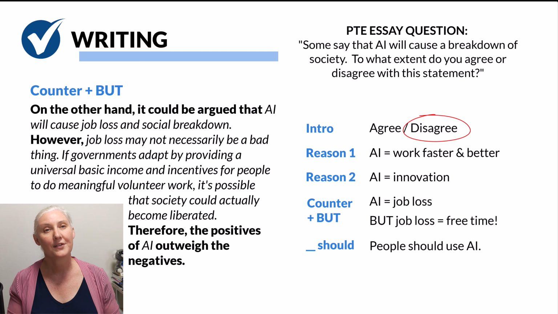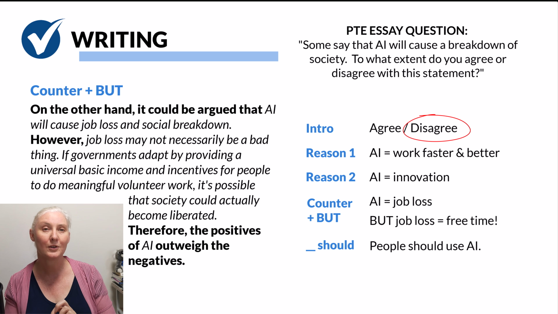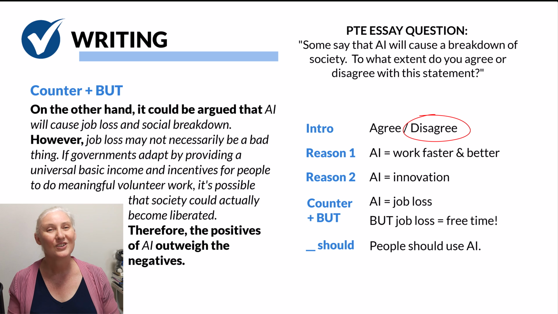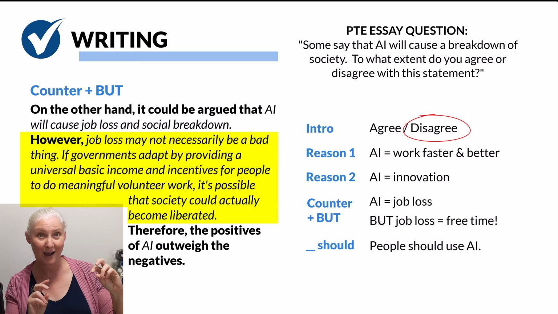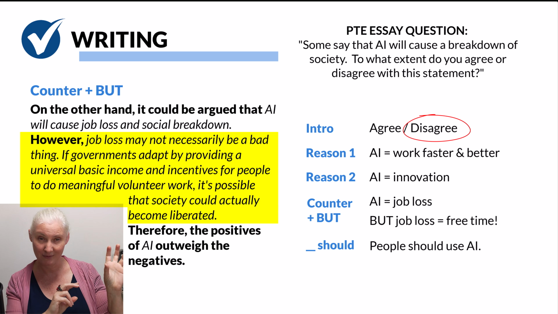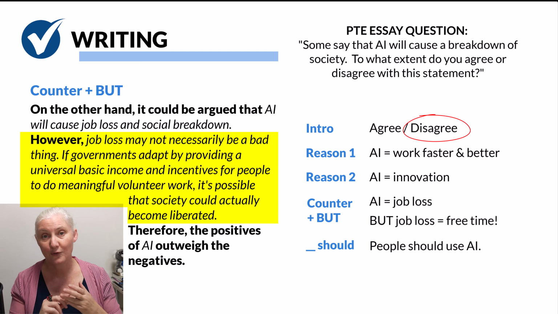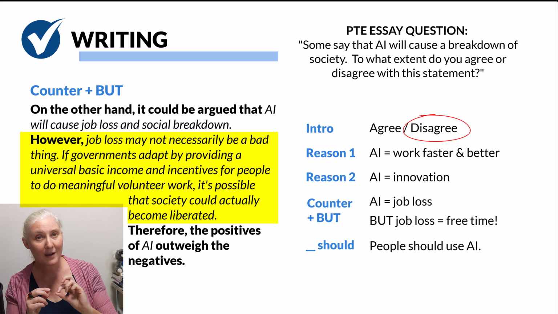Okay, so on the other hand, it could be argued that AI will cause job loss and social breakdown. However, job loss may not necessarily be a bad thing. If governments adapt by providing a universal basic income and incentives for people to do meaningful volunteer work, it's possible that society could actually become liberated. Now, I have used two sentences here to argue against the counterargument. You can use just one sentence. If you've got a strong enough sentence, that's fine. But the important point is that you start with however, and that you then argue back.